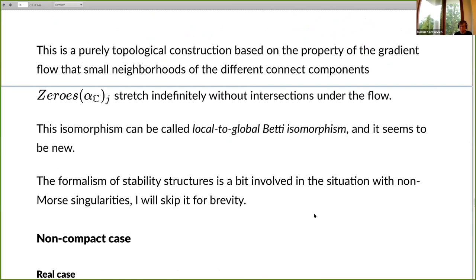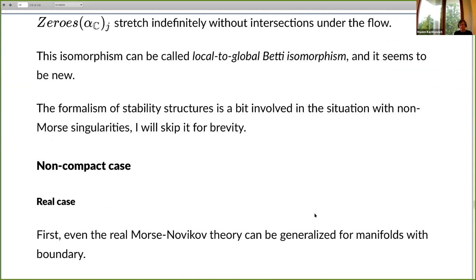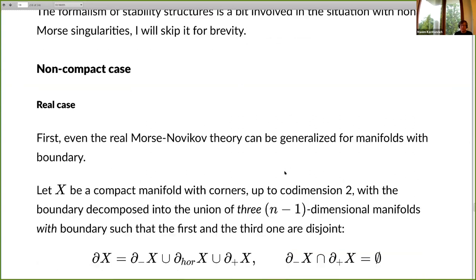It's pretty straightforward. Yeah, so this generalizes to an arbitrary complex manifold with one-forms with arbitrary zeros. Then we can also treat the non-compact case as well. First we start with real manifolds.